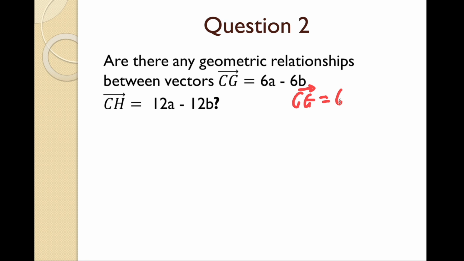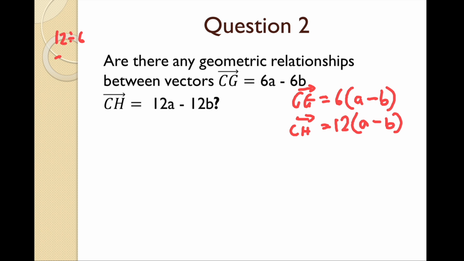We have the 6 outside, open brackets, A minus B. And then we have CH, which is equal to 12 A minus B. So then now, when I work this out, I'll have CH is equal to 12 and CG is 6. So 12 divided by 6, I know that it's twice the size. So the first thing is CH is twice the size of CG.